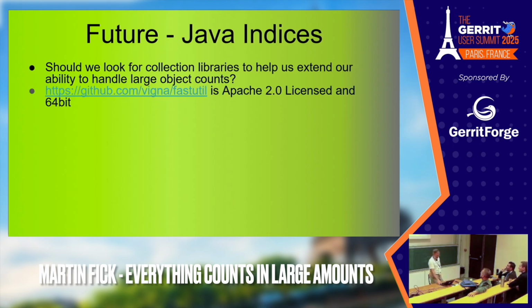Should we look for some libraries that can just handle 64-bit? FastUtil can do that. It's Apache 2.0. Maybe we want to use that. It also handles collections of primitives way better, because I don't have time to talk about it, but Java's terrible at that.